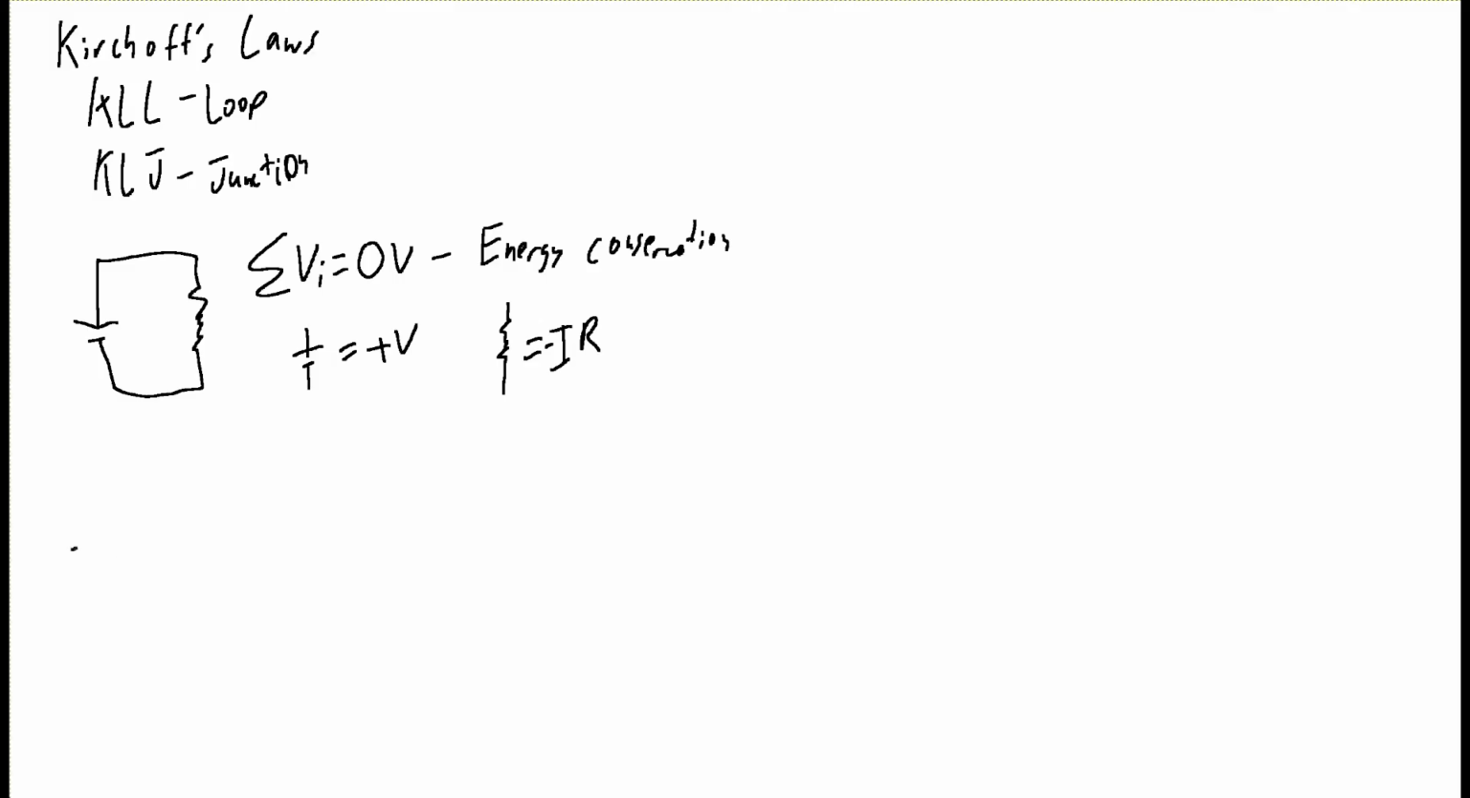The other law is the junction law. It says current comes in this way, and then must leave out these guys here. So this is an I1 here, an I2 here, and an I3 here. The junction rule says that if you sum up all the currents coming into a junction, the sum must be equal to 0 amps.